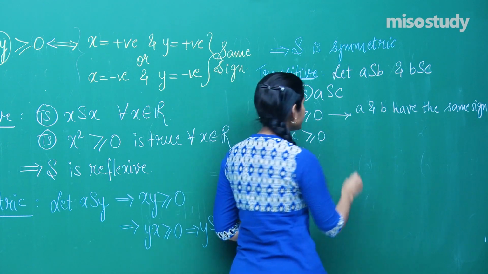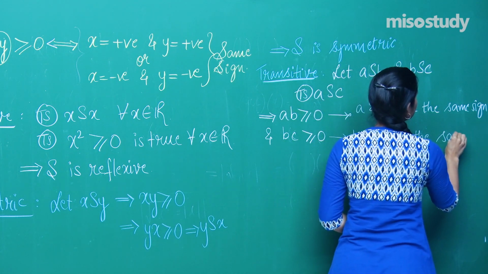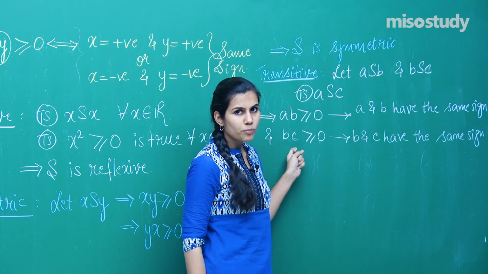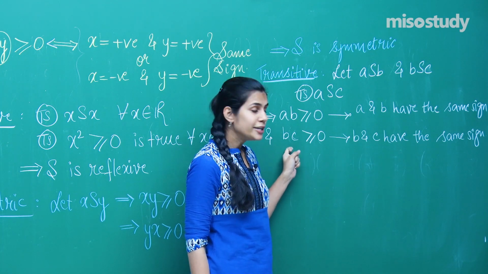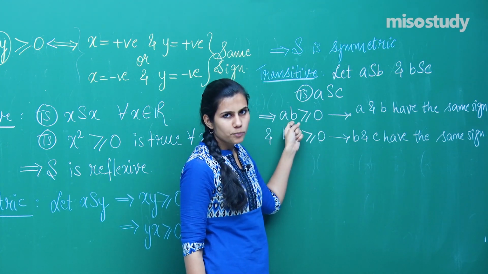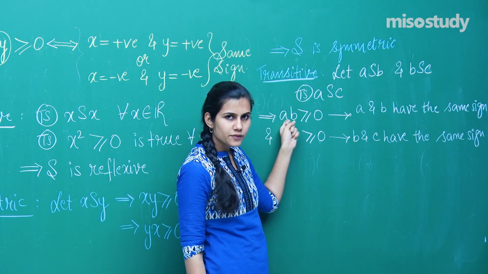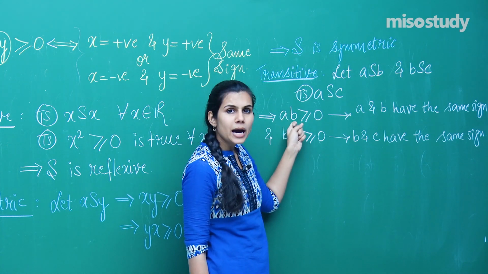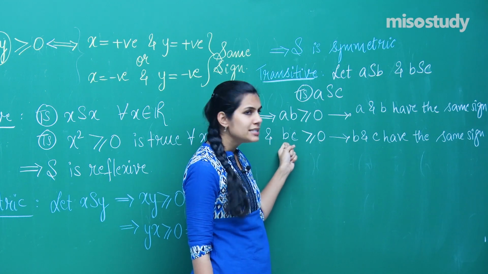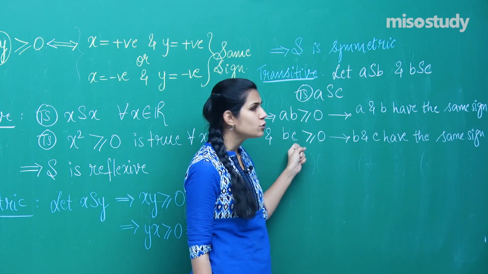Similarly, if B into C is non-negative, this implies B and C have the same sign. That means if B is positive, C is also positive. If B is negative, C is also negative, for B into C to be non-negative. Let's take any case. Suppose A is positive and B is also positive. That means both have the same sign of plus. So if A is positive, B is also positive because A into B has to be non-negative. If both A and B are positive, if I come to the next expression, already if I have B positive declared, that means B will be positive here. And if B is positive here, C has to be positive to give out B into C non-negative.